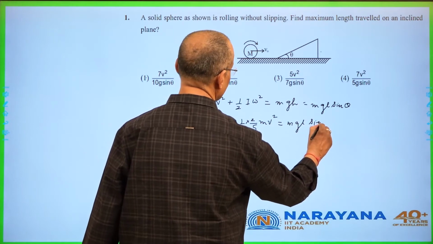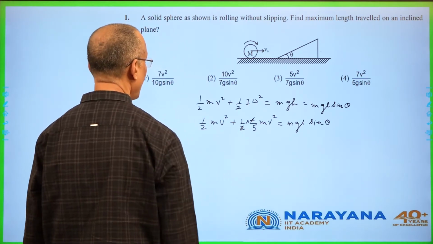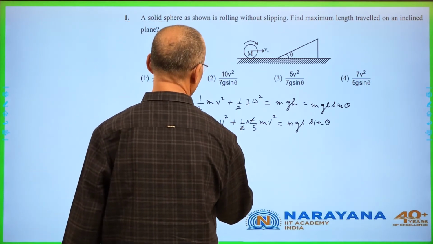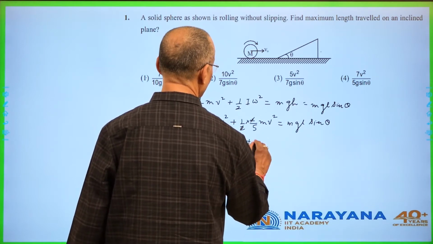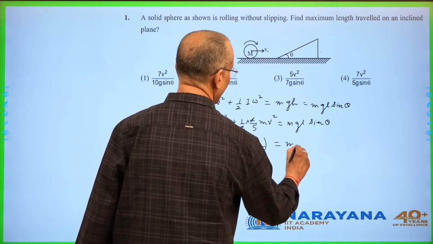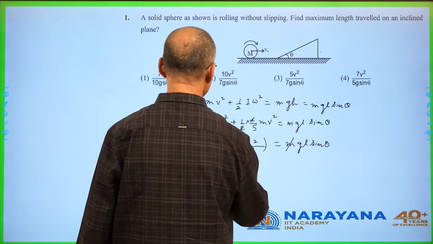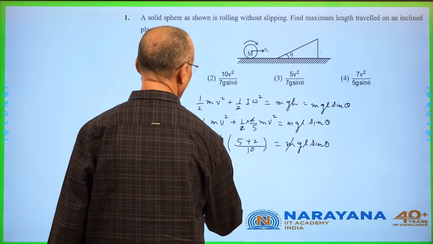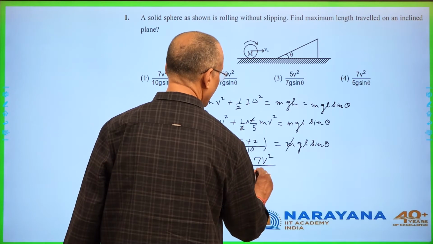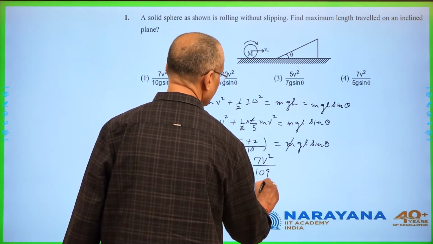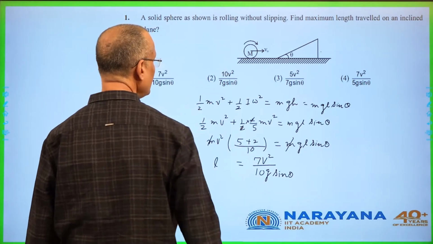mgL sine theta. So how much are you getting? You are getting 5, 2 and 5, take mv squared out. It will become 10, 5 plus 2. This is equal to mgL sine theta. M is cancelled. They are asking you L. L will be equal to 7v squared by 10 g sine theta. Okay? So the answer is number 1.